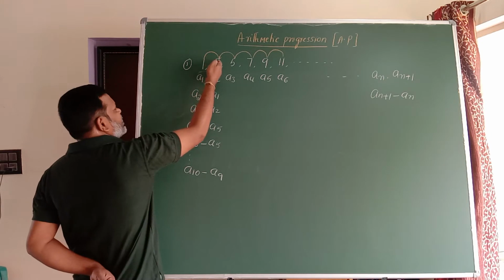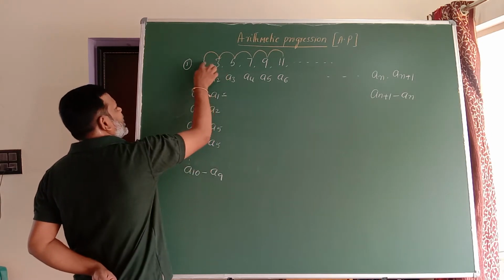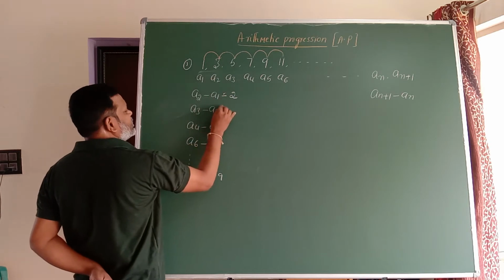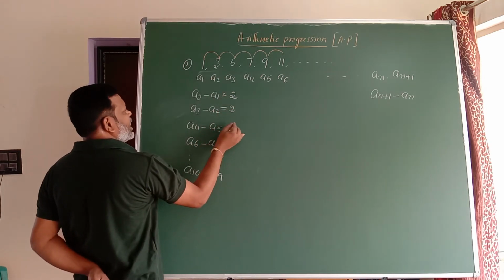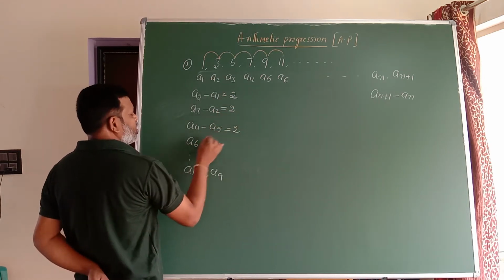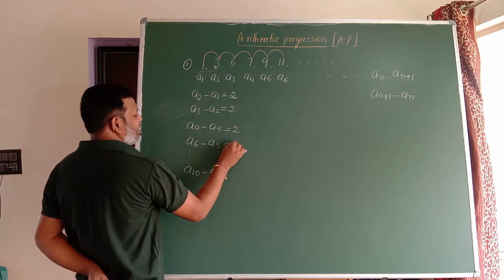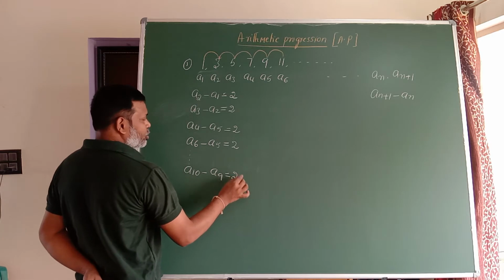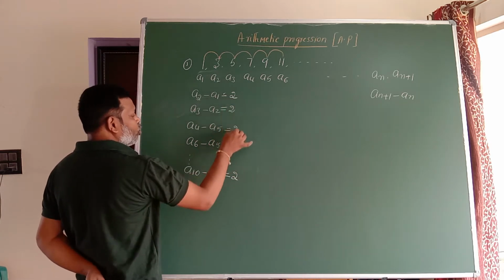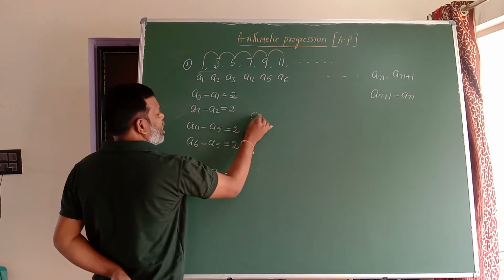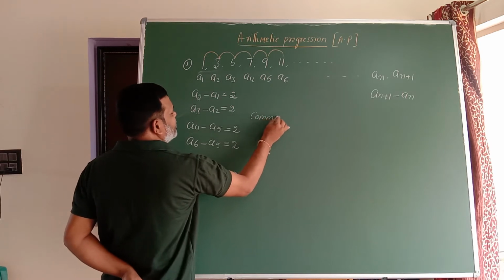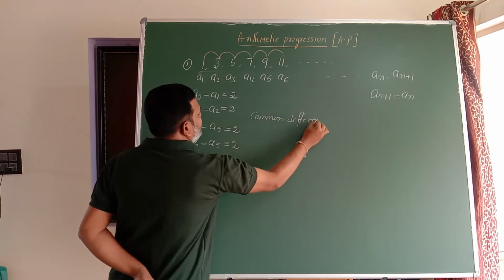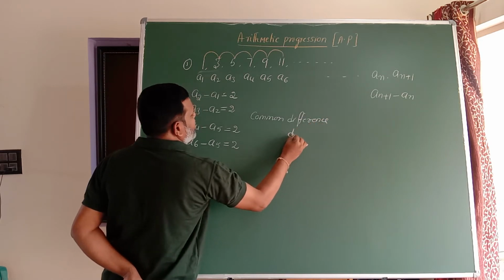So A2 minus A1, that means 3 minus 1, what will you get? 2. A3 minus A2 is equal to 2. A4 minus A3 is equal to 2. A6 minus A5 is also equal to 2. A10 minus A9 is also equal to 2. These 2, 2, 2, 2, 2 are called the common difference. This common difference is symbolized as small d.